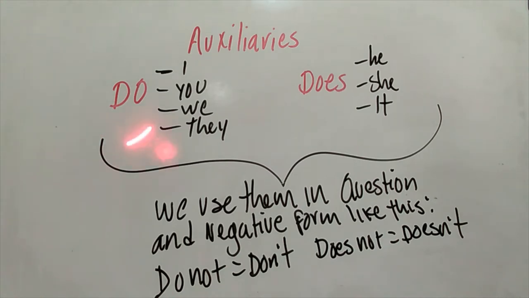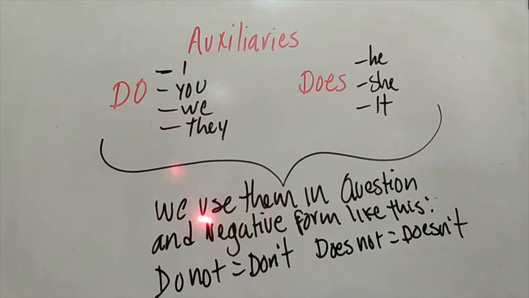For example, do is going to be used with the first person, the second person of the singular, and the second person of the plural form, and also with the plurals. We always say first person and third person, right? And does we want to use with the third person always: he, she, and it.